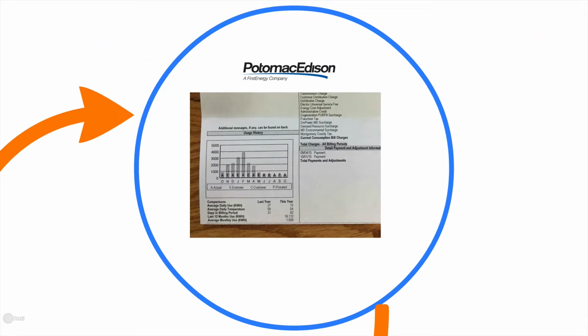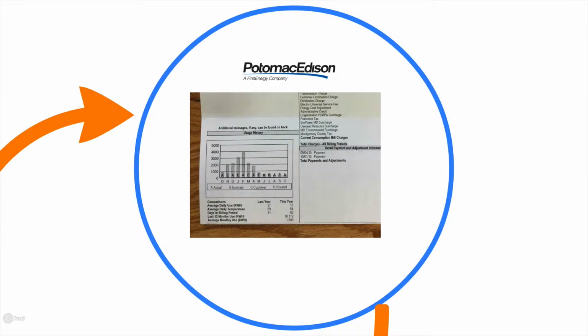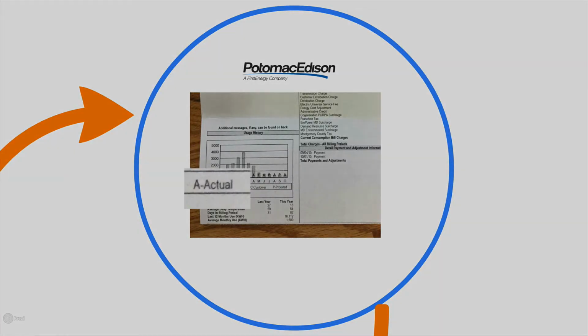If you have a Potomac Edison bill, expect to see on their bar graph 1 year of historical usage only. On the bottom of the graph, it will show your monthly usage. Now, if you're wondering what those letters are on the bars, they represent if your monthly meter reading was done by a Potomac Edison employee, if it was estimated, if it was read by you over the phone, or if it was prorated.